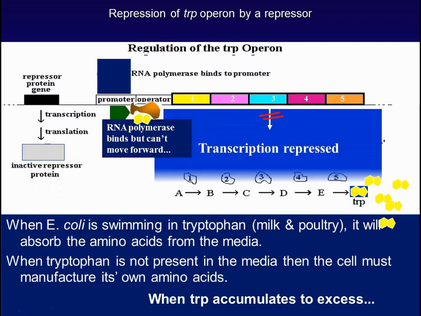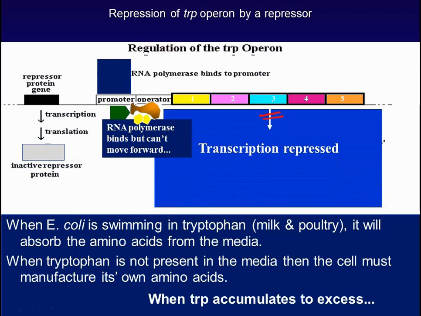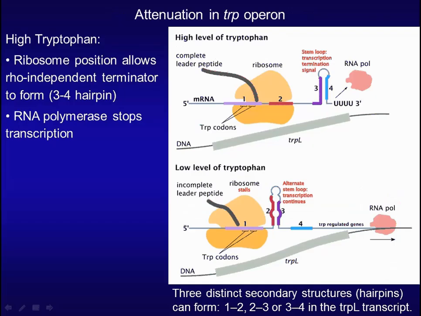The repressor now can bind the operator and block transcription of trpL and structural genes. This slide illustrates how attenuation controls expression of the trp operon. When tryptophan levels are high, the ribosome position allows the formation of the 3-4 stem loop, which serves as a rho-independent terminator. The terminator terminates transcription and RNA polymerase detaches.